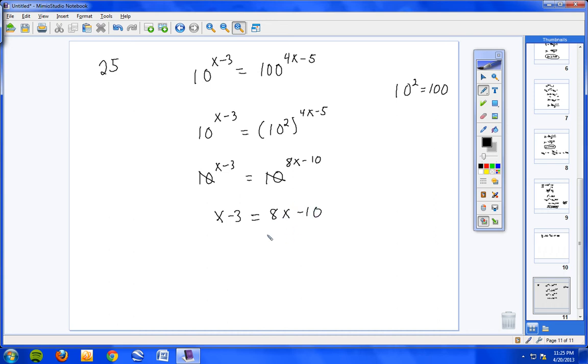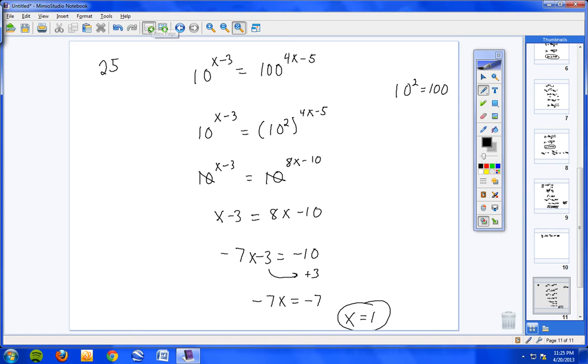Let's go ahead and subtract or move the 8x over and make it a negative 8x. So I'm left with negative 7x minus 3 equals a negative 10. Now we're going to bring this negative 3 over and make it a positive 3. So negative 7x equals a negative 7. Divide both sides by negative 7, and x equals 1. There we go. So that's number 25.